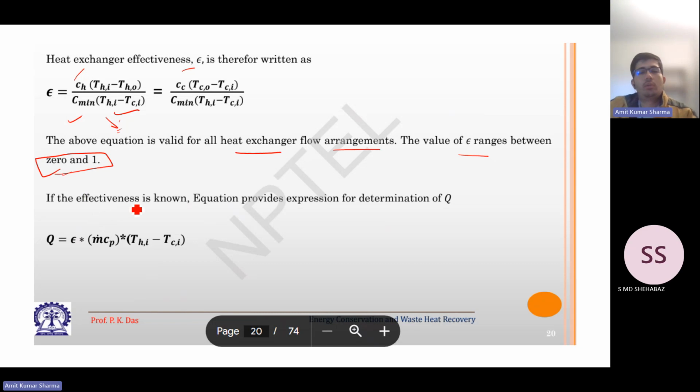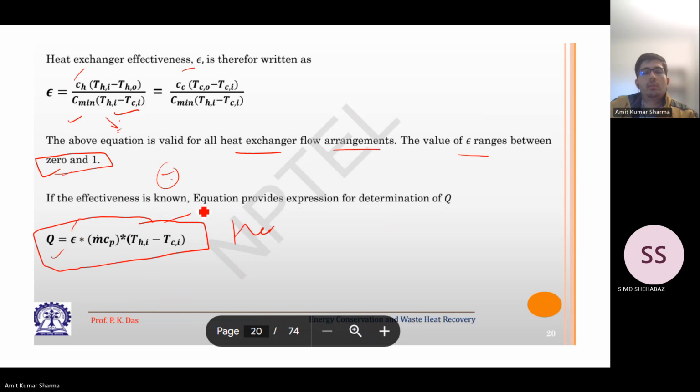If the effectiveness is known, the equation provides an expression for determination of Q. So if we know the effectiveness, the actual heat transfer will be epsilon times mCp minimum times (Thi minus Tci). So this will be the actual heat transfer.